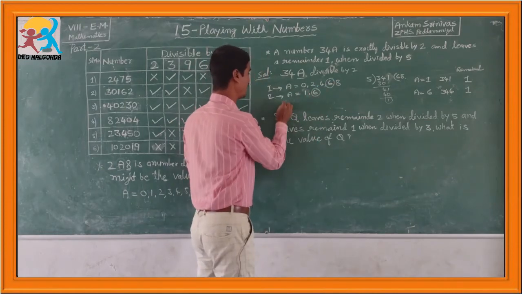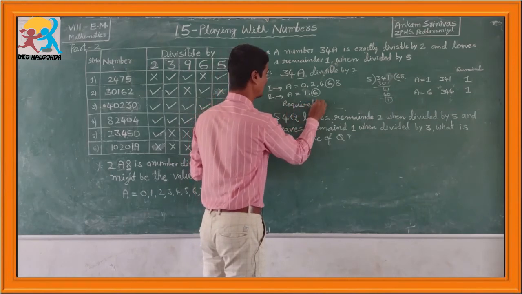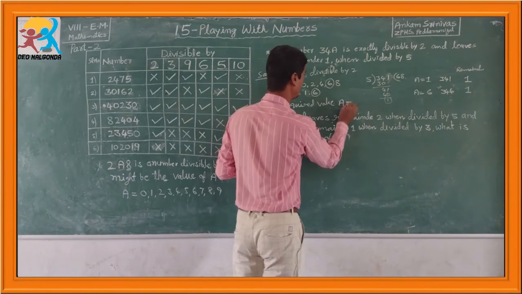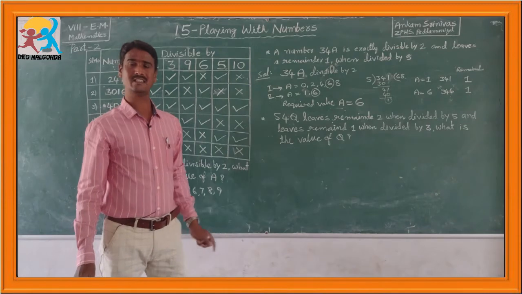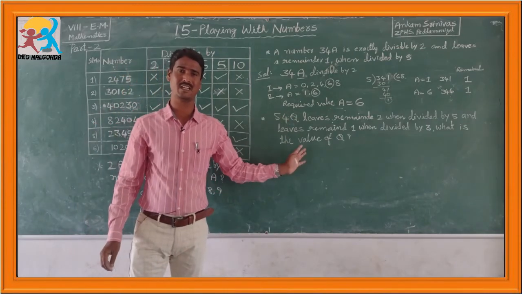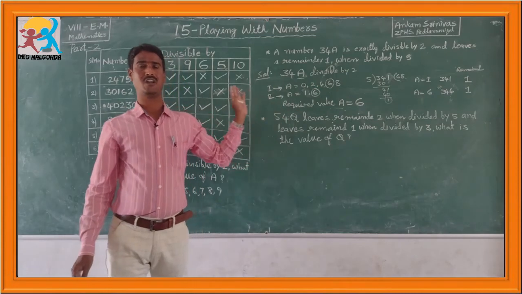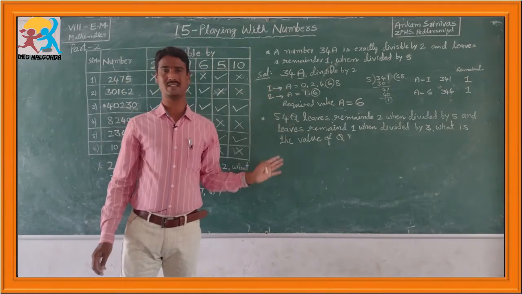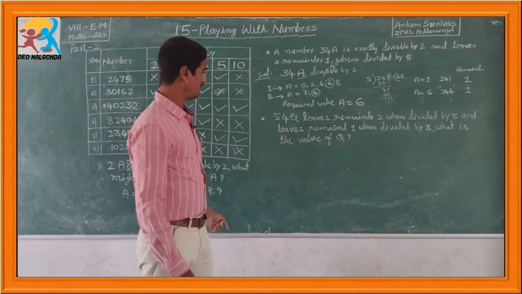So the required value is A equal to 6. We will get 6. So if we are given 2 or more conditions, you write all the possible values for the given conditions, and the common numbers, that number becomes the answer.